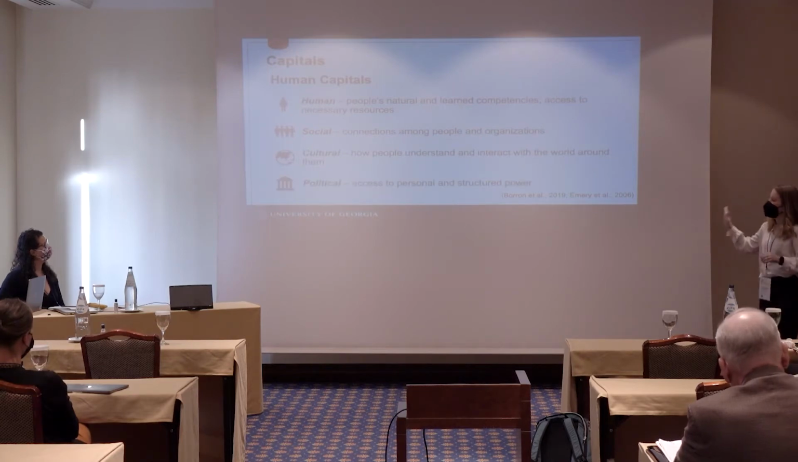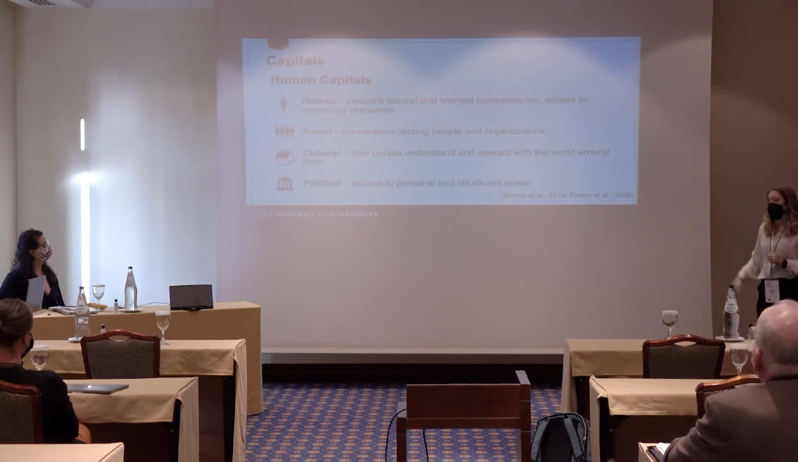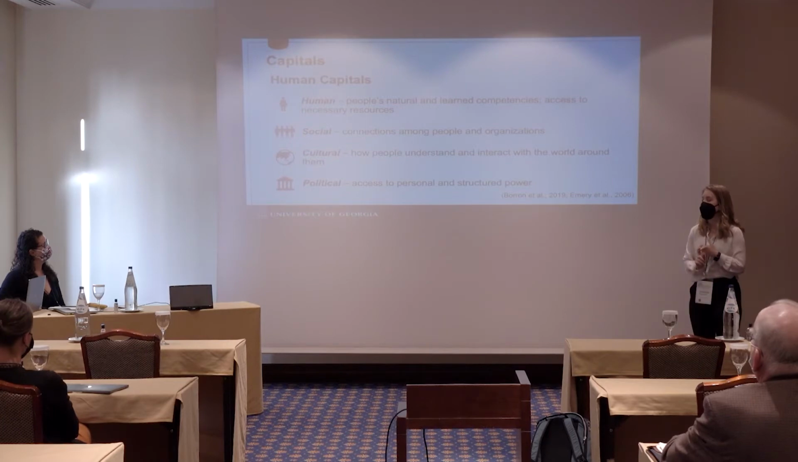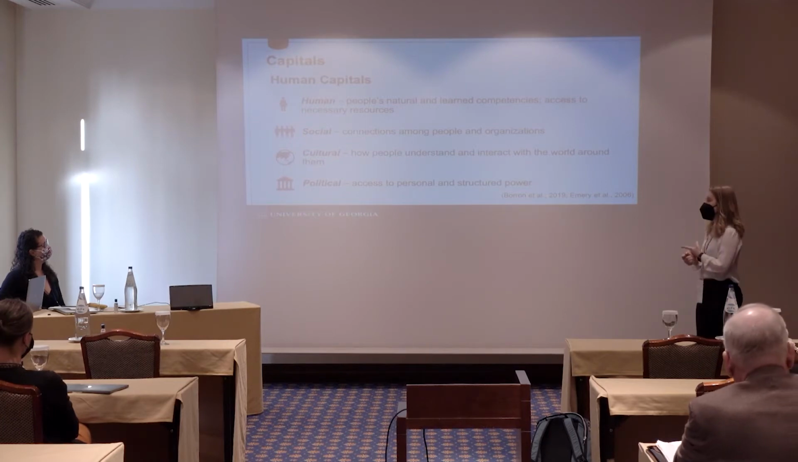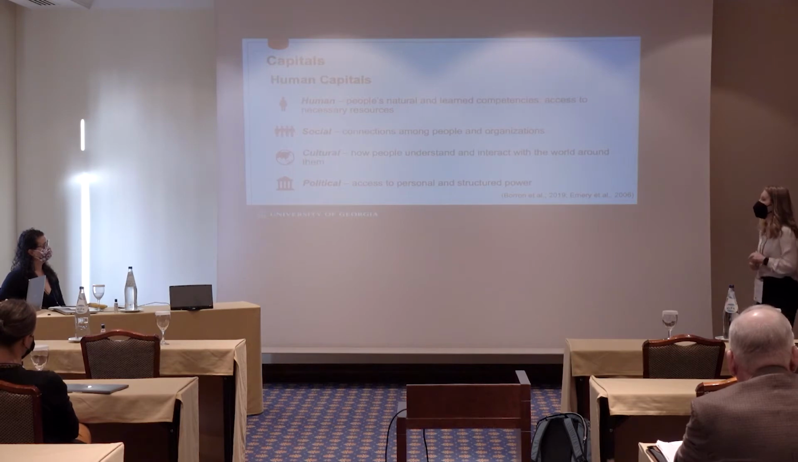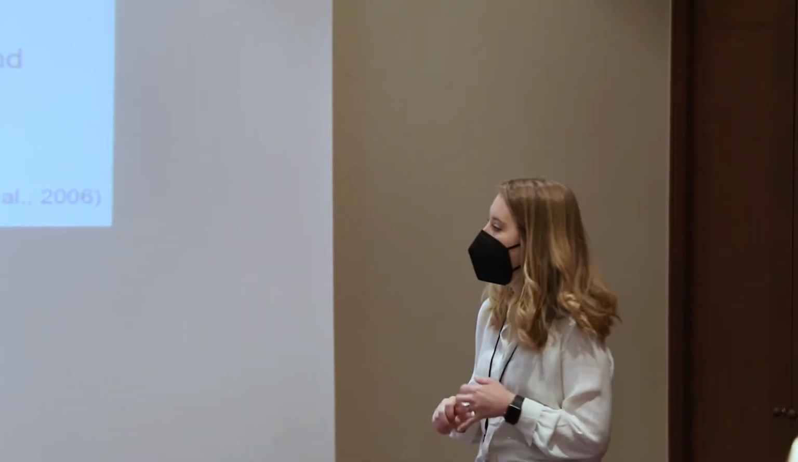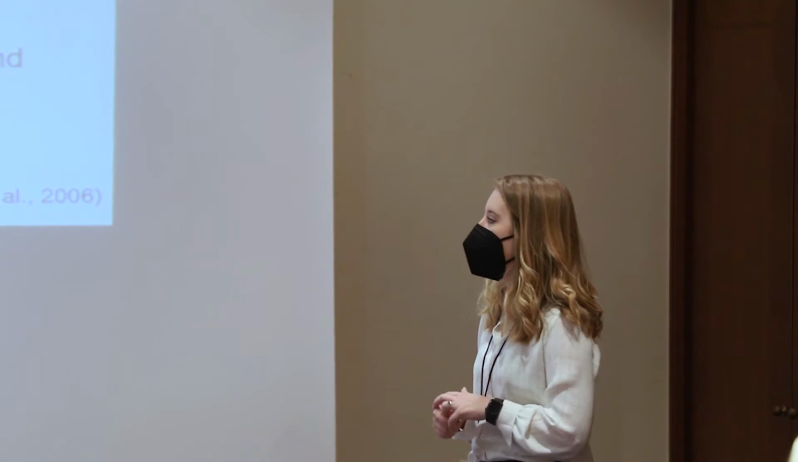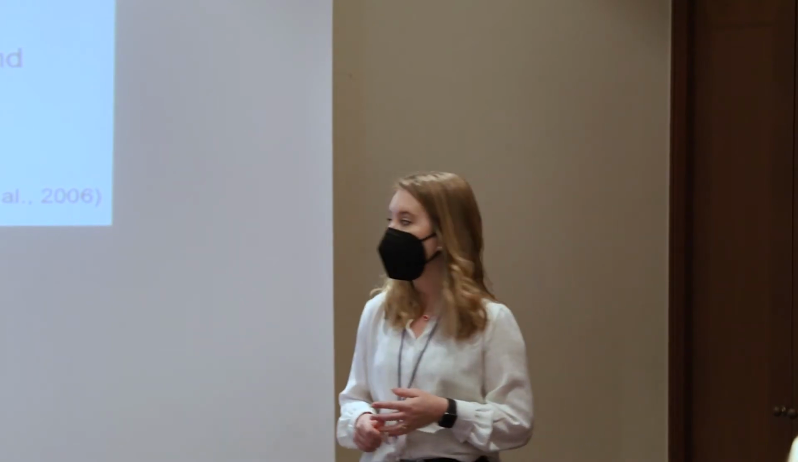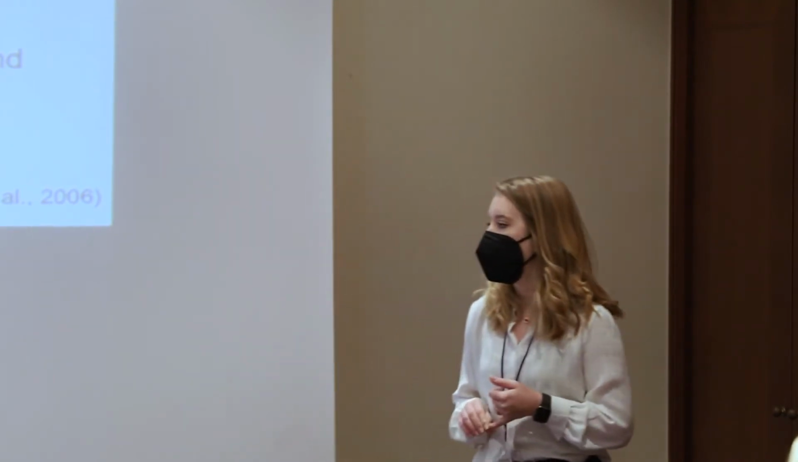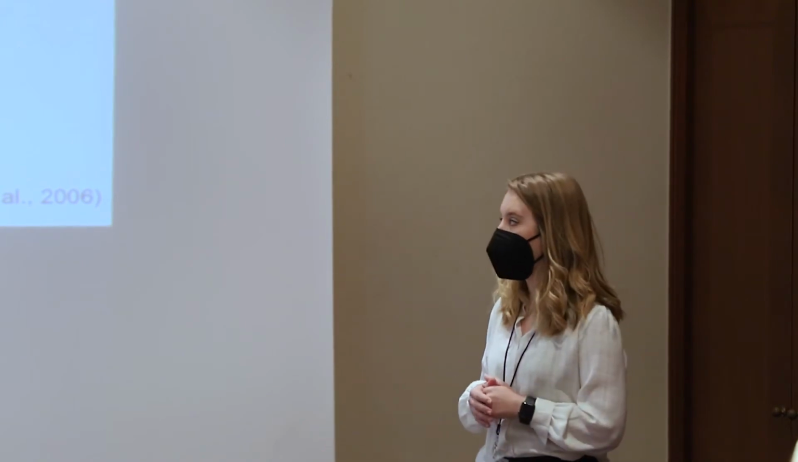Okay, so these are the human capitals within the Community Capitals Framework. There are two sets of capitals, human and material. So human capitals are those people's natural and learned competencies, access to necessary resources. Social capital are the connections among people and organizations. Cultural capital is how people understand and interact with the world around them. And political is access to personal and structured power.